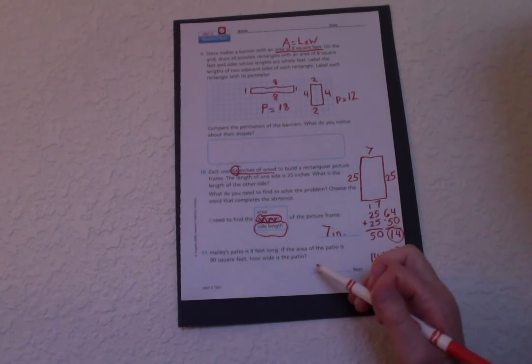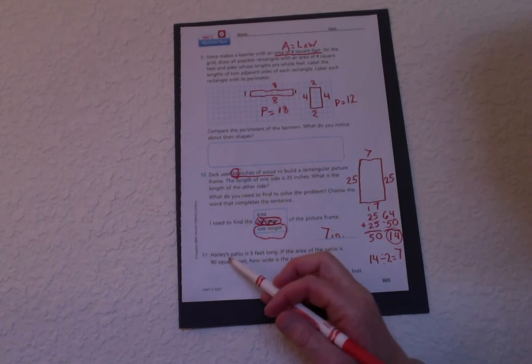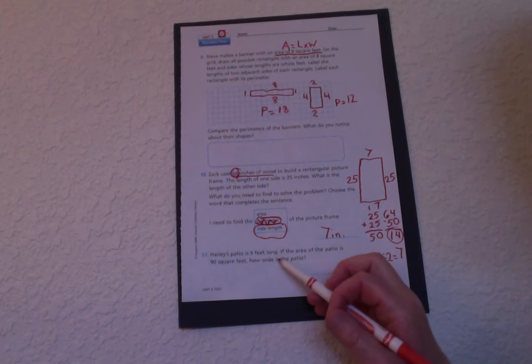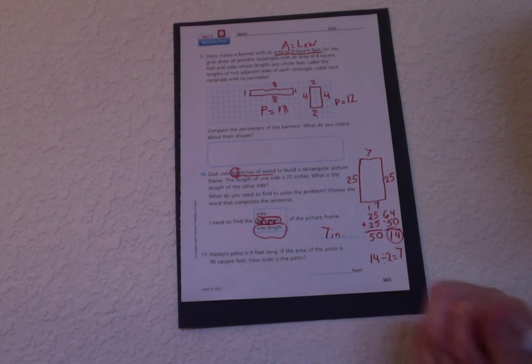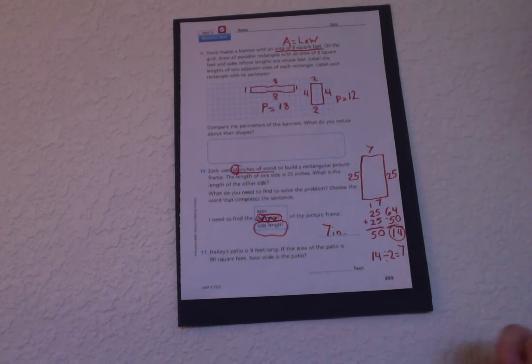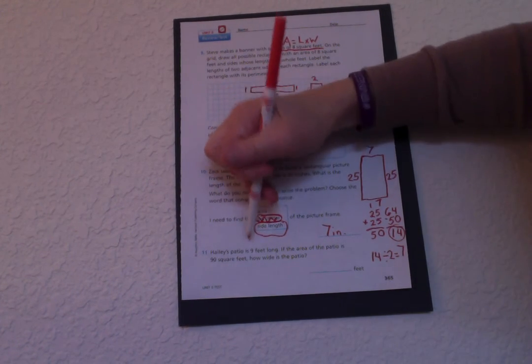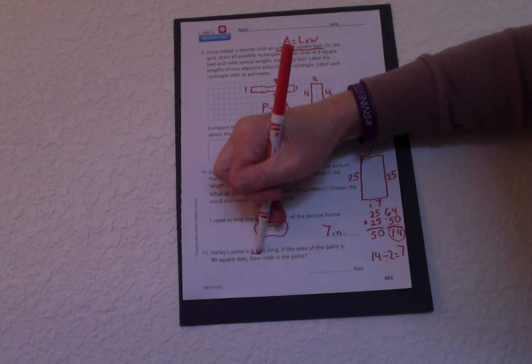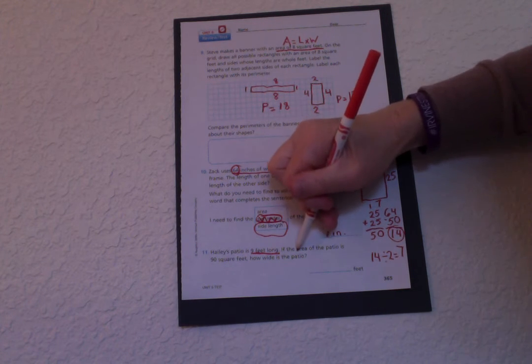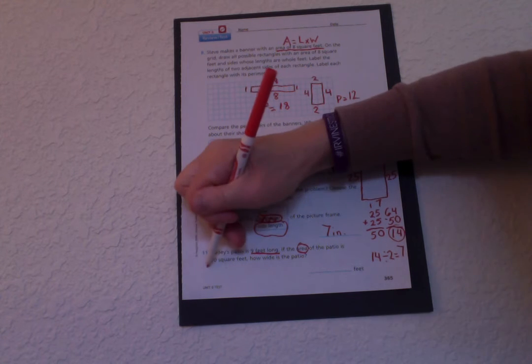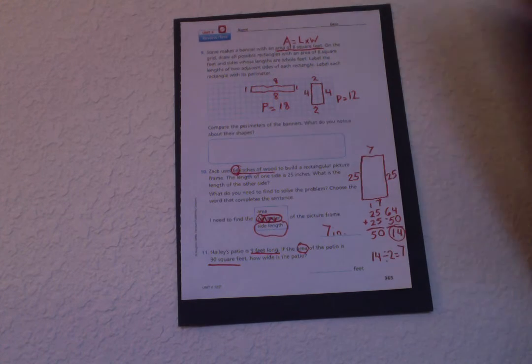All right, you guys, I think you'll enjoy this one. Haley's patio is 9 feet long. If the area of the patio is 90 square feet, how wide is it? I love this. So we're going to think about what we know. We know that it's 9 feet long. And we also know the total. We know that the area is 90 square feet.